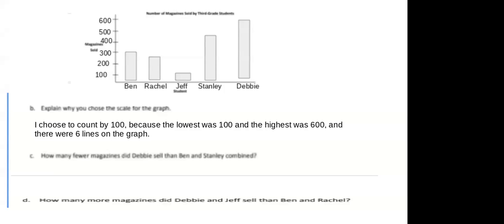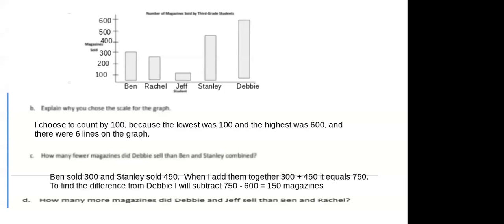How many fewer magazines did Debbie sell than Ben and Stanley combined? So take a minute and pause and figure out how you would solve this. I'm going to give you a hint. First thing is you're going to combine Ben and Stanley. And when you combine, you add. And then to find the difference between the two of them and Debbie, you would subtract.